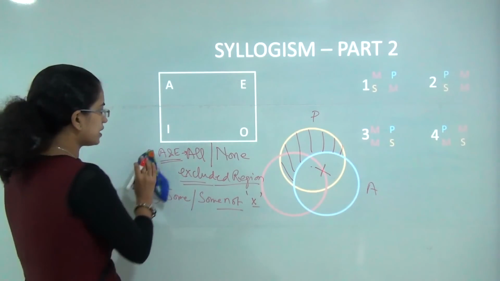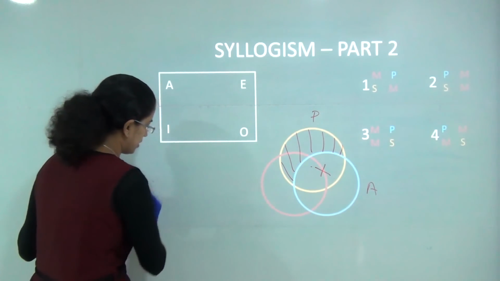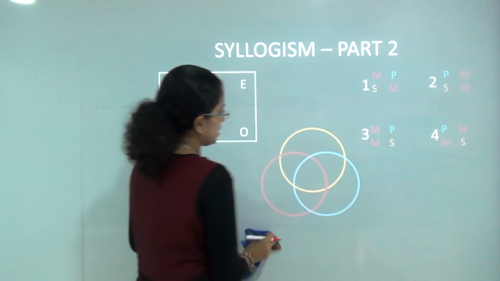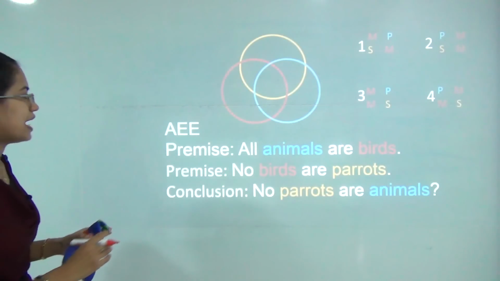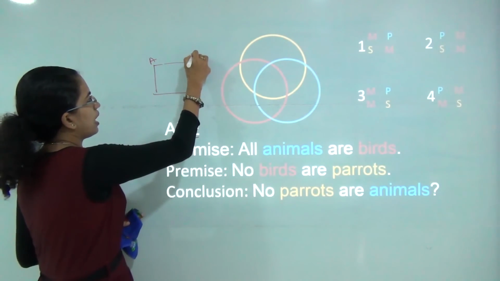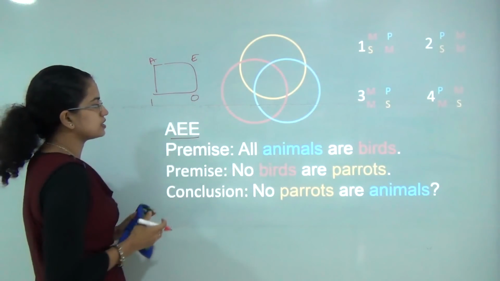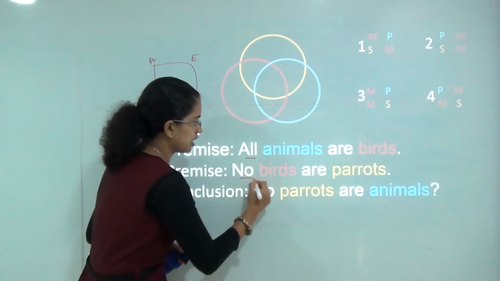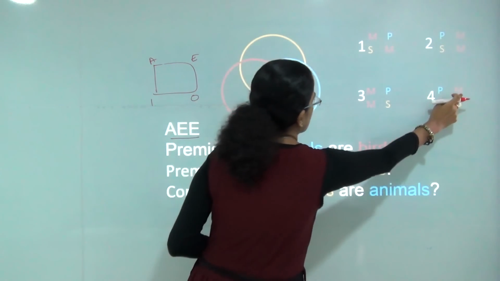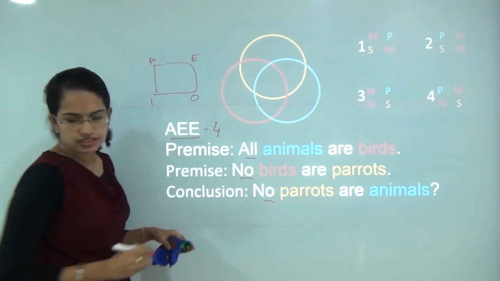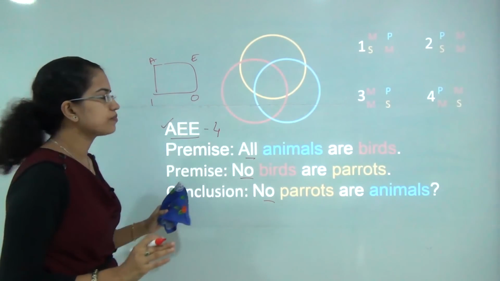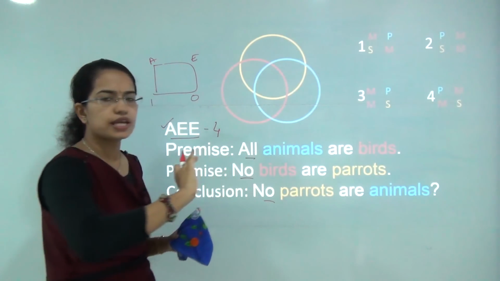So these are the few fundamental things we must be very clear with before we start solving the further problems. So let's start with the first set of problems, that is the case AEE. Now A, E, I and O. So A means all, E means none. So first is all, none and none. Now this is a case, as you can see here, this is case 4. So I am doing AEE case 4. And AEE is true only with case 4. With all the other cases, it would come to be invalid.